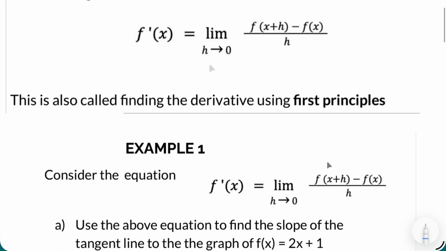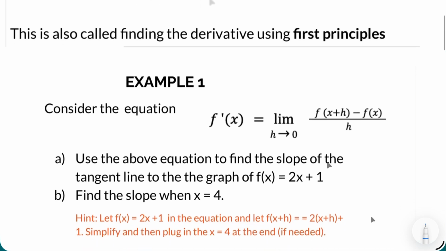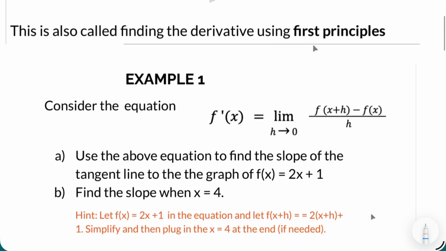So let's consider the same derivative from first principles equation. f prime of x is equal to the limit as h approaches 0 of f of x plus h minus f of x over h. Use this equation to find the slope of the tangent line to the graph of f of x equal to 2x plus 1. Then find the slope when x equals 4.